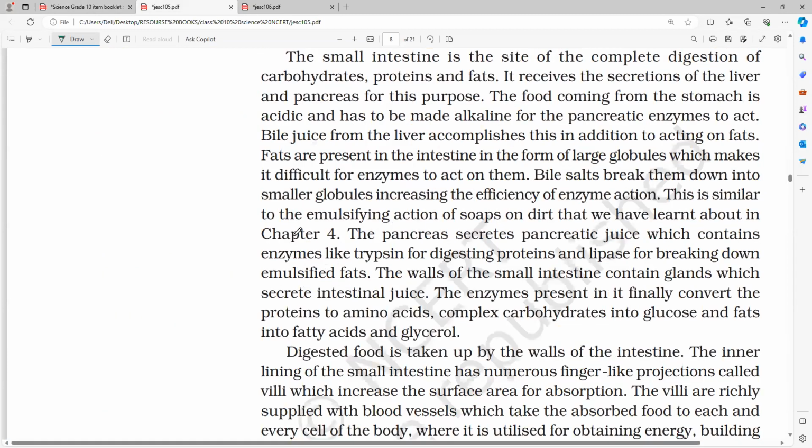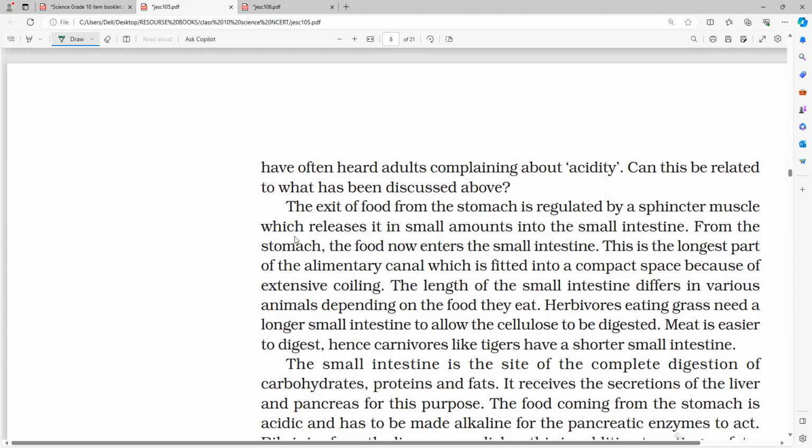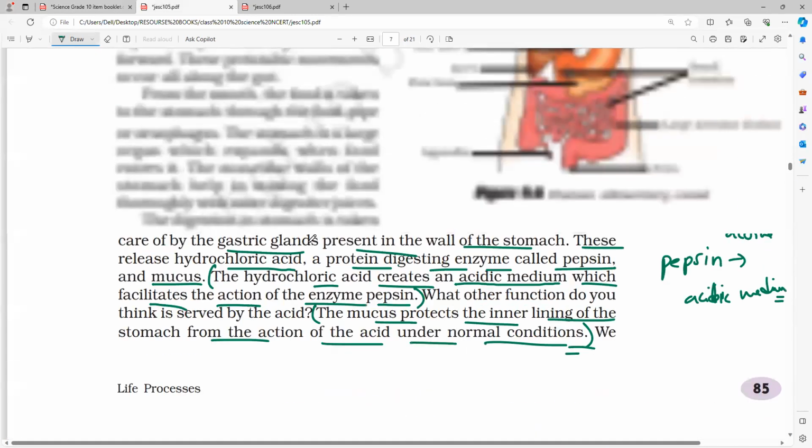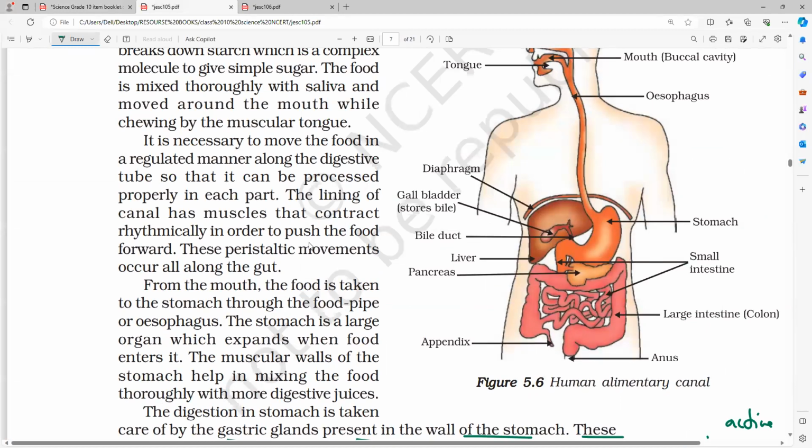The sphincter is present in two different places. The exit of food from the stomach is regulated by a sphincter muscle which releases it in small amounts to the small intestine. So a sphincter is a muscle, present at the end of the stomach and the beginning of the small intestine. That is the break where we have a muscle.